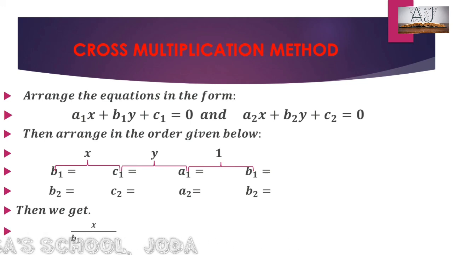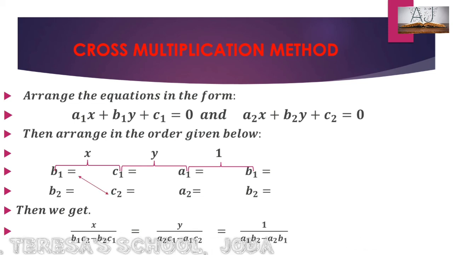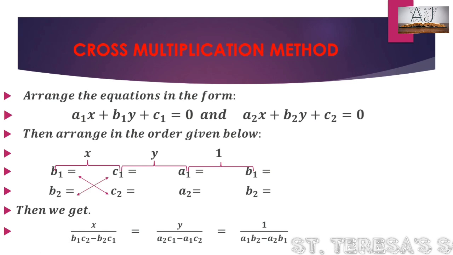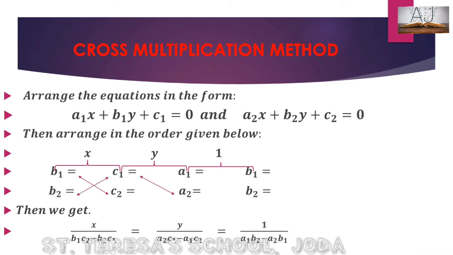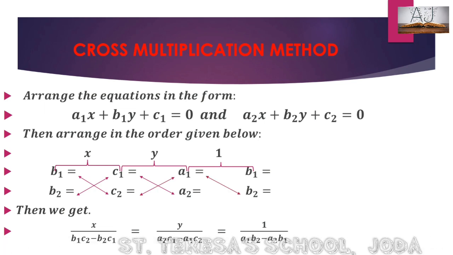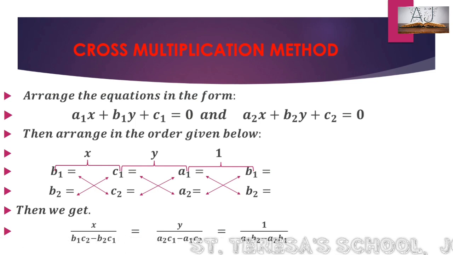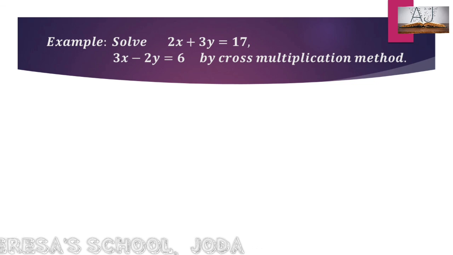Then we get x by b1 c2 minus b2 c1 is equal to y by a2 c1 minus a1 c2. That's why we have done the upper column like that. Cross multiply like this, b1 c2 minus b2 c1. Then for below 1 also in the same way cross multiply, you can see a1 b2 minus a2 b1. So thus we do. Let us see an example and try to understand this further.